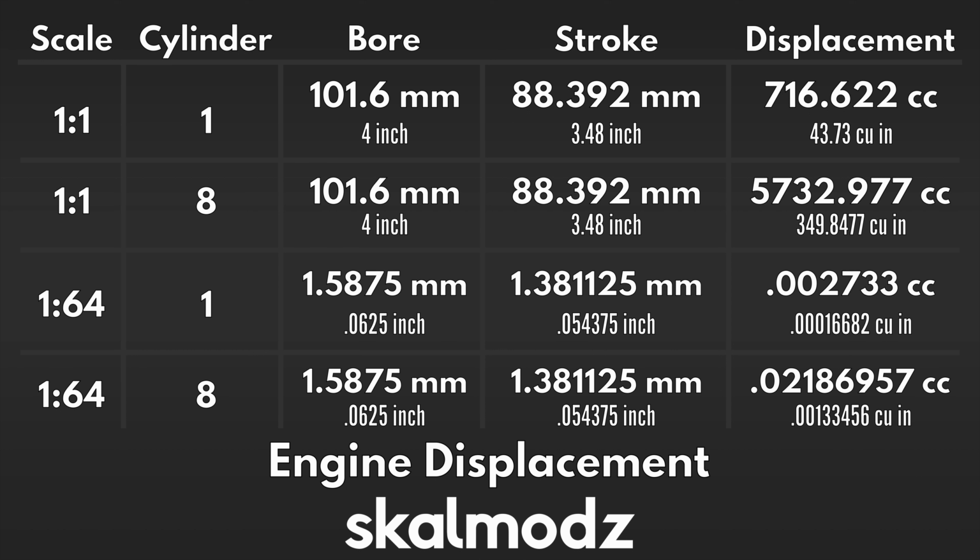When scaled down, the 8-cylinder engine would have a displacement of 0.02186957 cubic centimeters or 0.00133456 cubic inches at a scale of 1 to 64. For those who think these dimensions are familiar, these dimensions match the General Motors or Chevrolet small block, which is marketed as a 350 cubic inch or 5.7 liter engine.